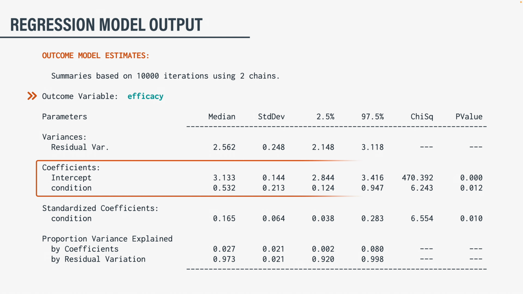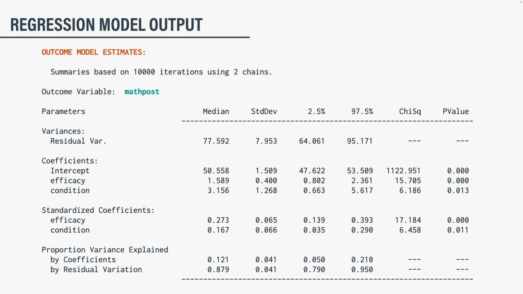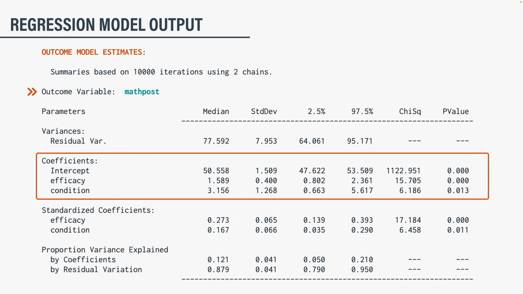So looking at the coefficients section, the condition estimate is positive 0.53. So that tells us that students in the intervention condition were about a half a point higher on the self-efficacy mediator. And this is the summary table for the math post-test scores. And looking at the coefficients section, the efficacy effect is positive 1.58. And so that tells us that increases in self-efficacy are associated with higher post-test scores.